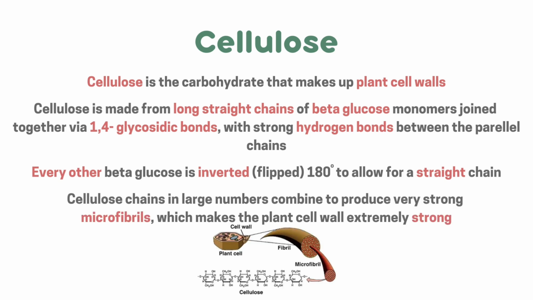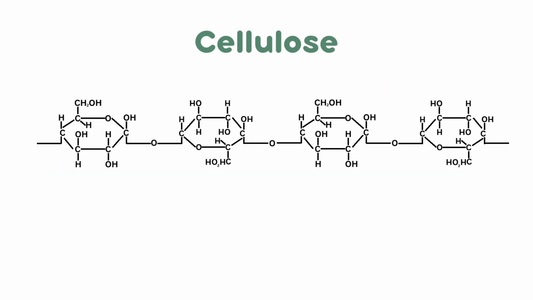Cellulose chains in large numbers combine to produce very strong microfibrils, which make the plant cell wall extremely strong. Now this is microfibrils here, and these further compact to form fibrils, which form the cell wall in the plant cell. Now here is a section of cellulose.